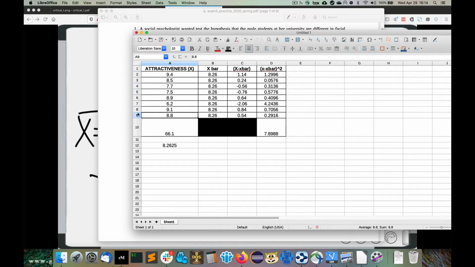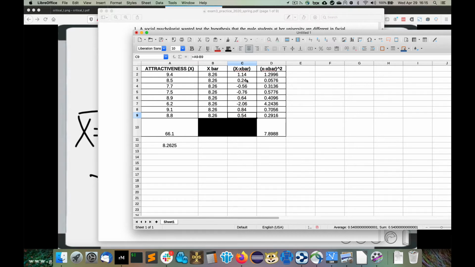So what you're going to do on this table is right here, you're going to write the mean. You're just going to repeat the mean here in the x bar column. Just write it down. And then you're going to take the score minus the mean and write that difference here. So in this example, 9.4 minus 8.26 is equal to 1.14. 8.5 minus 8.26 is equal to 0.24, etc., all the way down to 8.8 minus 8.26 is equal to 0.54. So take each one of these pairs and take the difference and write the difference here.